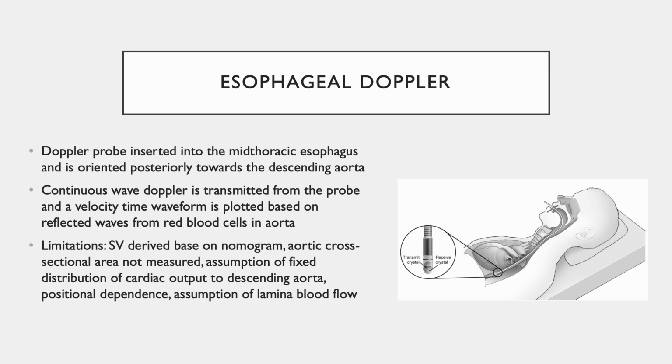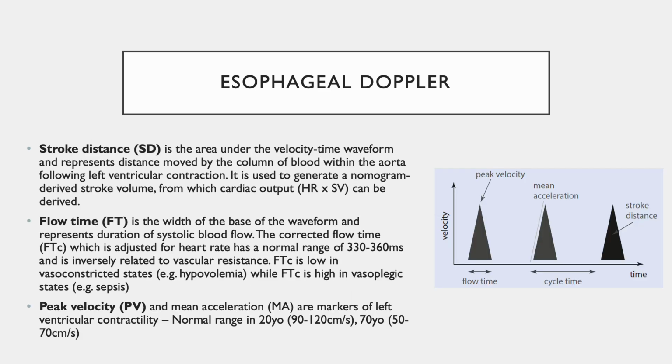Limitations include the following: firstly, stroke volume is derived based on a nomogram rather than actually measured. The aortic cross-sectional area is also not actually measured. There's an assumption of a fixed distribution of cardiac output to the descending aorta. It is positionally dependent, and there's also assumption of laminar flow. The three key parameters of stroke distance, flow time corrected, and peak velocity correspond to markers of stroke volume, vascular resistance, and ventricular contractility. And summarized in this slide are some of the normal values.